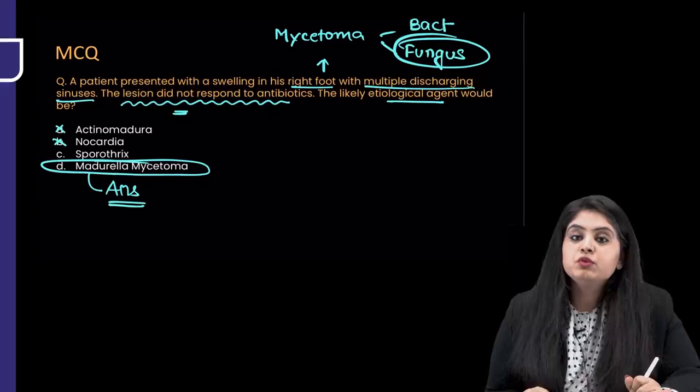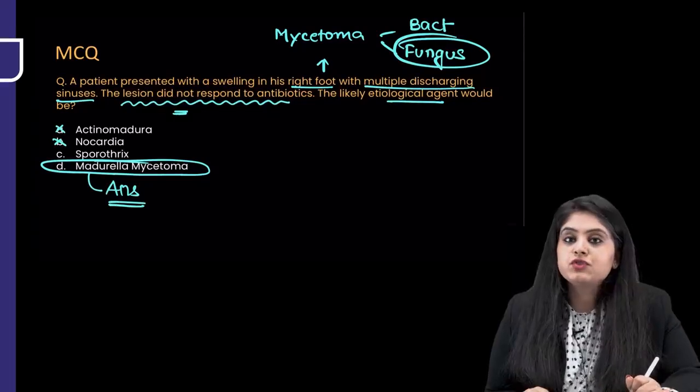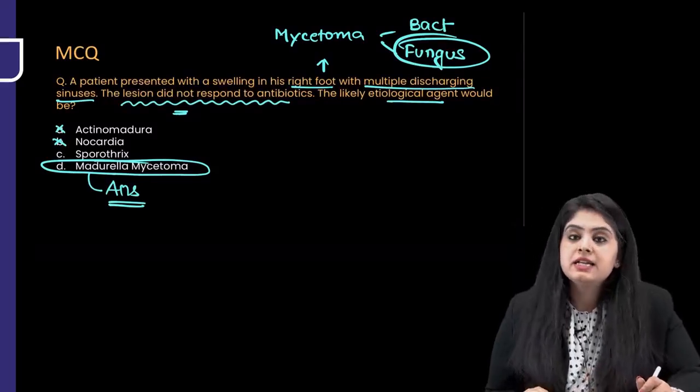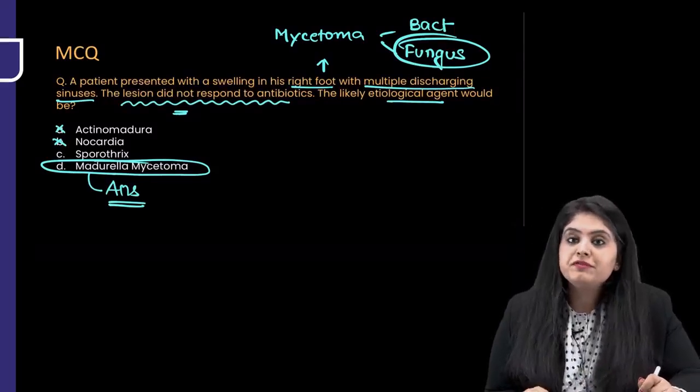With that, we wrap up the superficial and the subcutaneous infections. And now what we move on to next is the deep or the systemic ones. So the first one that we will be covering under that is going to be the dimorphic fungus.